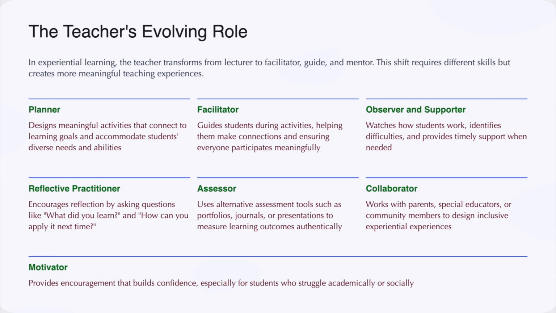Number four, reflective practitioner. After activities, teachers encourage reflection, asking questions like what did you learn and how can you apply it next time. Number five, assessor. Teachers use alternative assessment tools such as portfolios, journals, or presentations to measure learning outcomes. Number six, collaborator. Teachers may work with parents, special educators, and community members to design inclusive experiential experiences. Number seven, motivator. Encouragement from the teacher builds confidence, especially for students who struggle academically or socially.